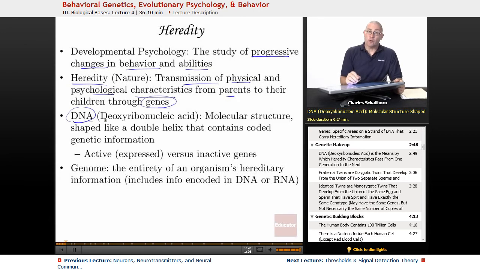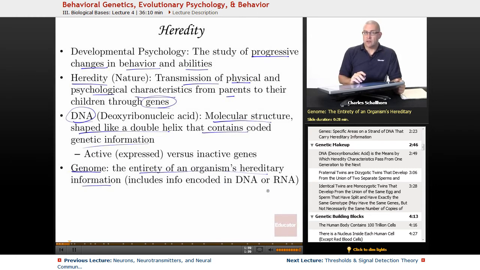DNA, deoxyribonucleic acid, one of those fun scientific terms I love saying over and over. And that's going to be the molecular structure shaped like a double helix that contains coded genetic information. And you've got your active genes that are expressed versus inactive genes that may not be expressed or maybe are dormant and are expressed later on in a person's life. Another term is genome, the entirety of an organism's heredity information. And that includes information encoded in both the DNA and the RNA.